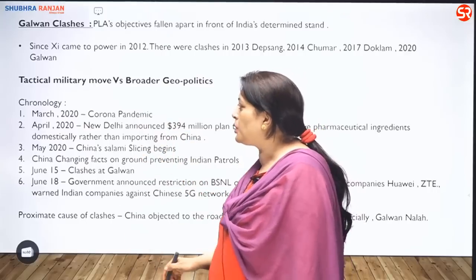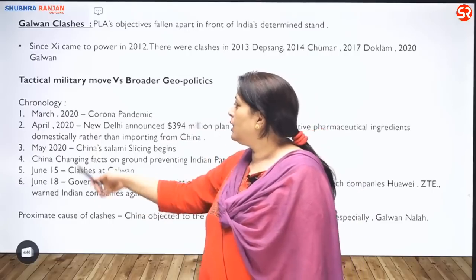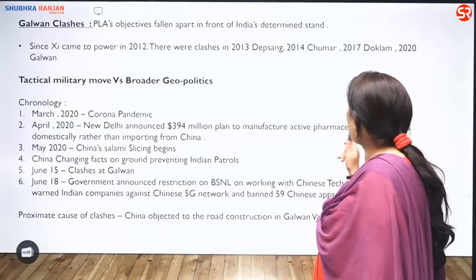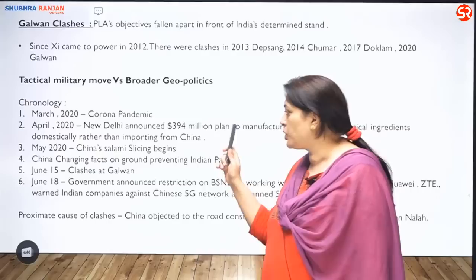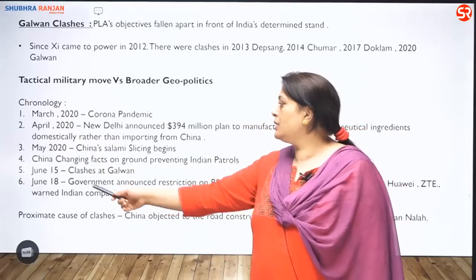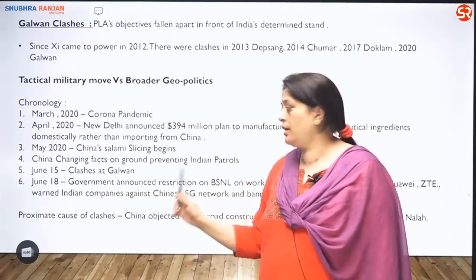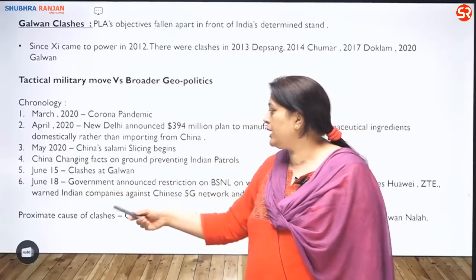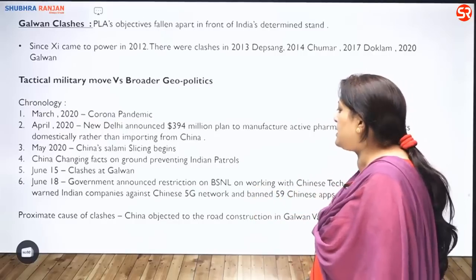Now, if we see a chronology, in March, Corona pandemic reaches India. In April, New Delhi announced a plan to manufacture active pharmaceutical ingredients domestically rather than importing from China. China starts its salami slicing, changing facts on the ground, preventing Indian patrolling. June 15, clashes at Galwan. June 18, government announced restriction on BSNL working with Chinese tech companies.